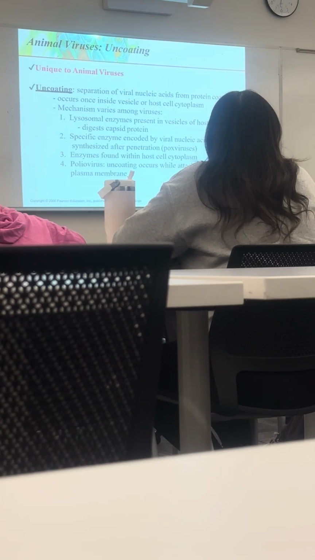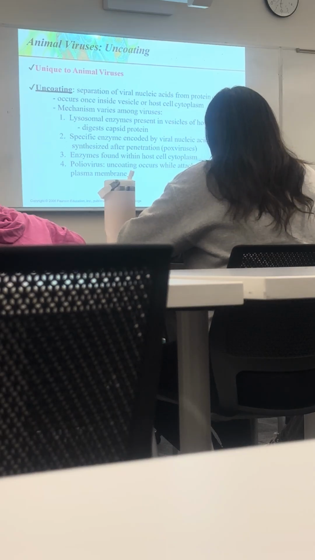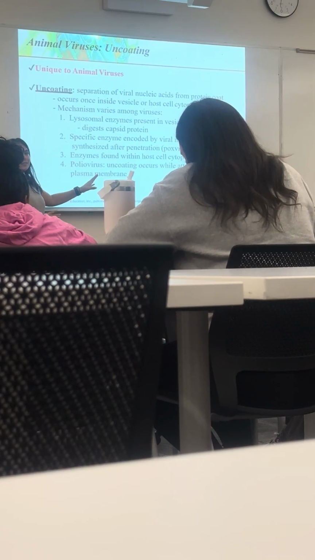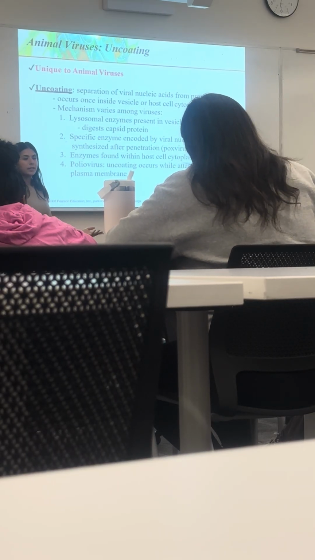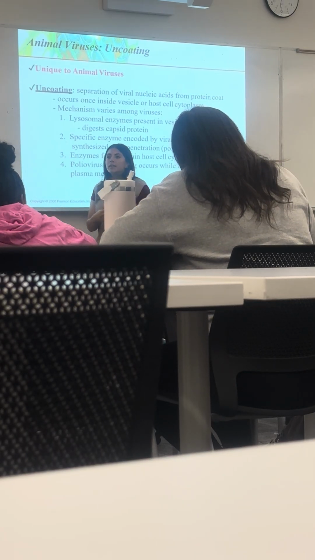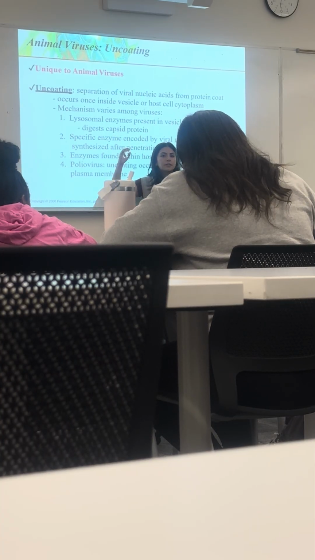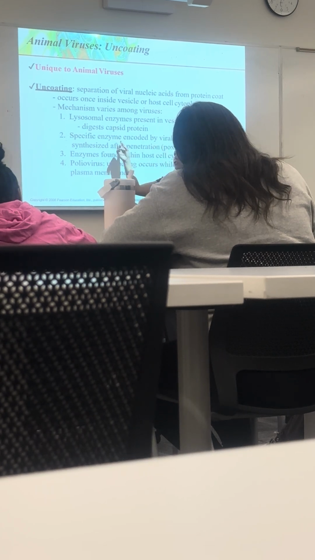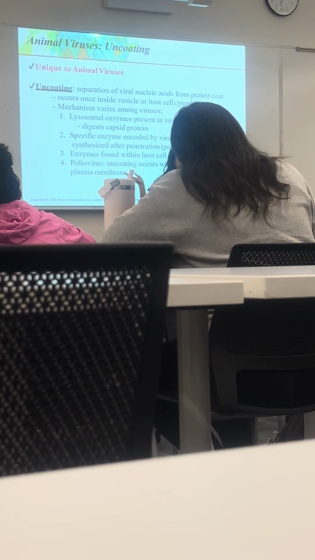Then here's your uncoating. Uncoating 1 through 4 is just different ways to uncoat. All I care about is that you know what uncoating is. Uncoating means that you're exposing the genetic material. That's it. These are just different ways to achieve that. I don't care that you know the different ways to physically achieve that.